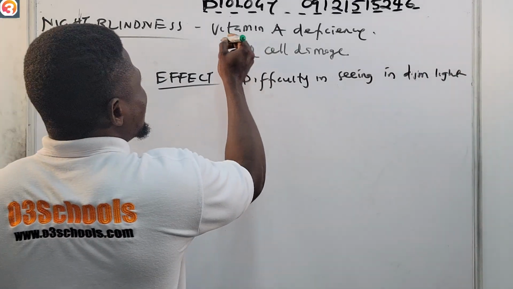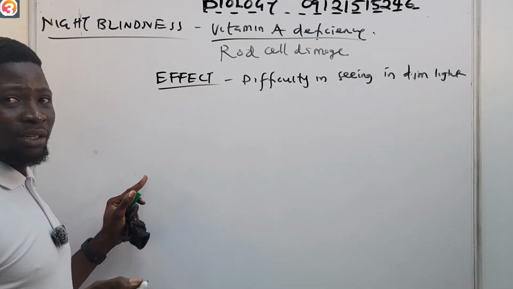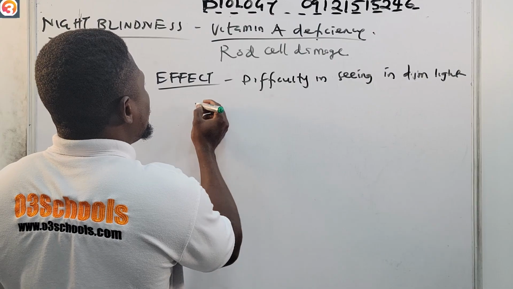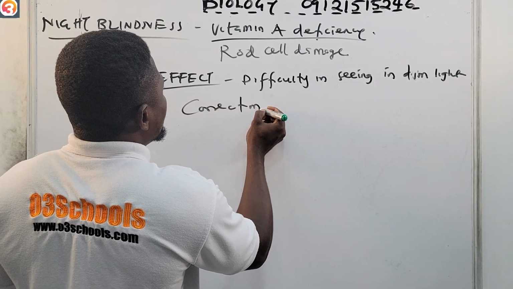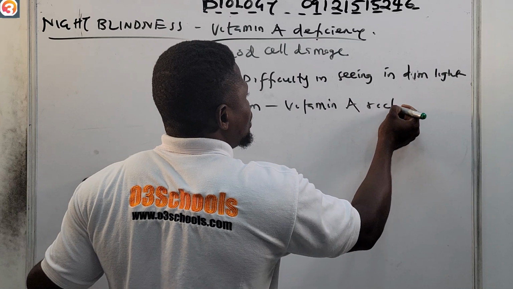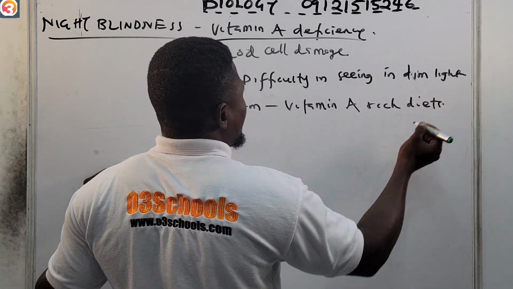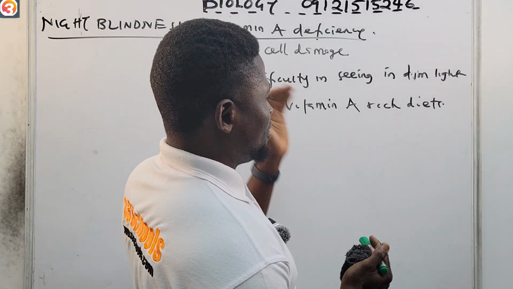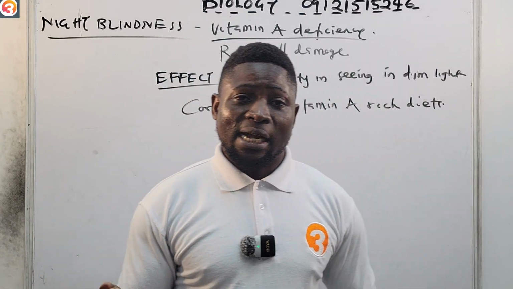So how do you correct it? Since it's vitamin A deficiency that causes it, you have to eat what? Vitamin A rich food. So correction: consume vitamin A rich diets. That's how you can correct night blindness. So that is what night blindness is. I don't think we should dwell on that too much.